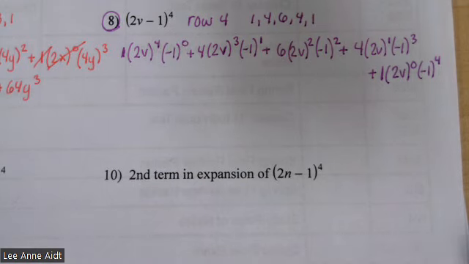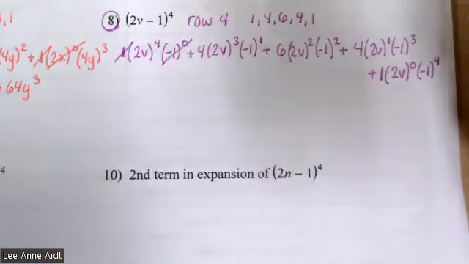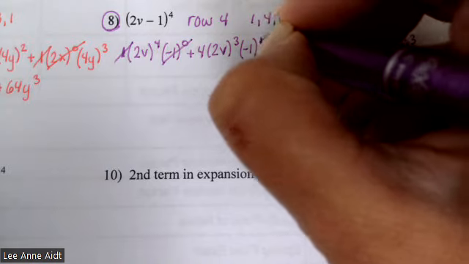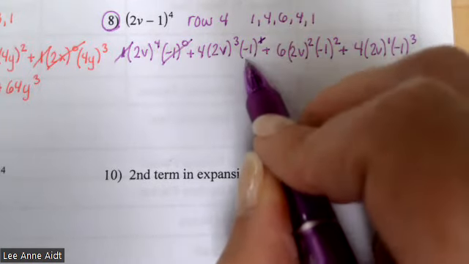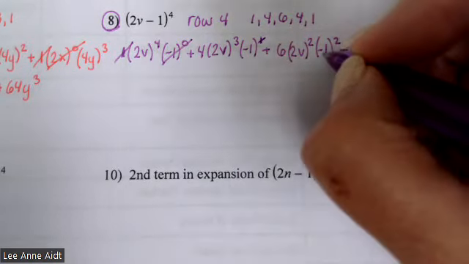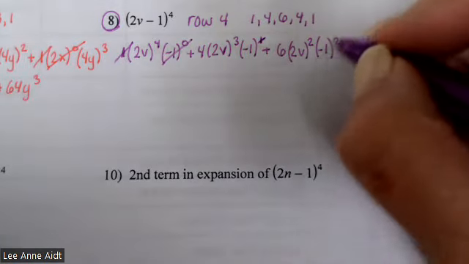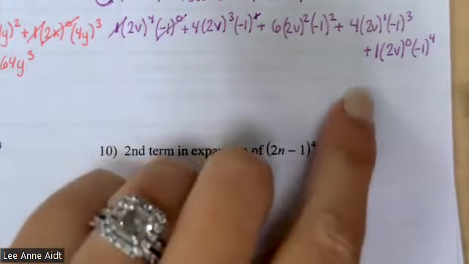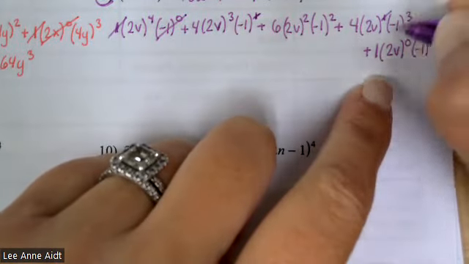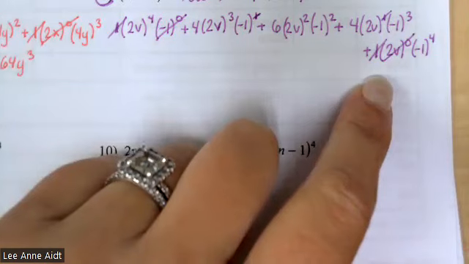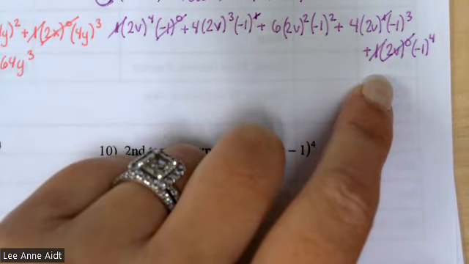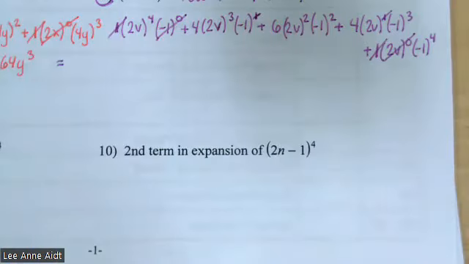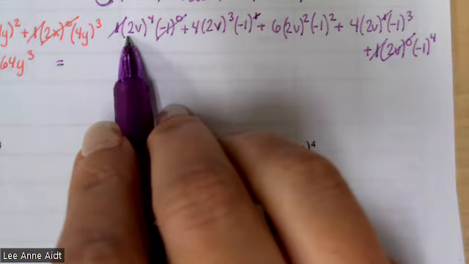Okay. Next thing we do is cross out the ones. This is a 1. This is a 1. This is a 1 here. Don't cross this out. This is a 1. I'm not going to cross it out though because I want to talk about it. This is a 1. This is a 1. This is a 1. Okay. Equals.